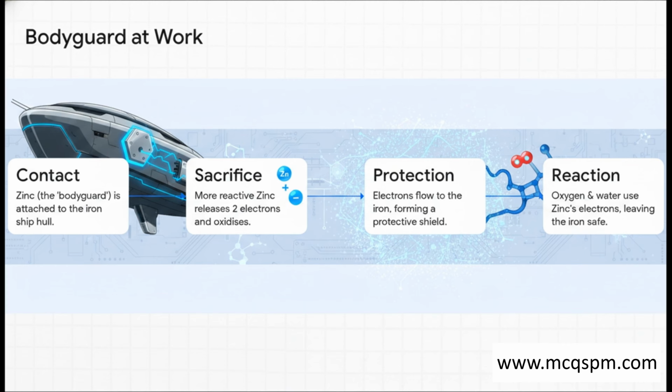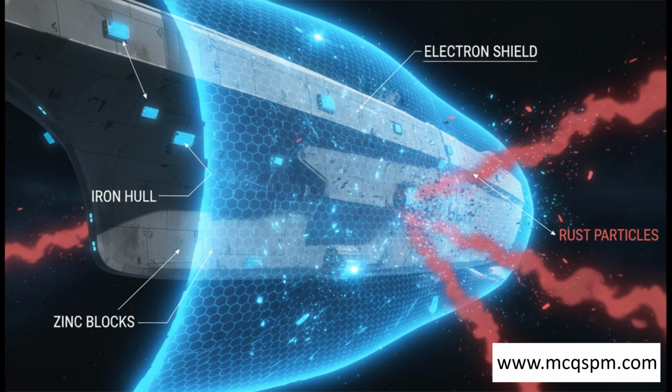You see, those electrons then flow over to the iron, right where the oxygen and water are waiting. The oxygen and water then react with the zinc's electrons, leaving the iron completely safe and untouched. Imagine it like this. That zinc block is pushing a protective energy shield made of electrons all over the iron hull. And as long as that shield is active, those nasty rust particles just can't form on the iron. That is exactly what is happening on a chemical level. The zinc slowly corrodes away, but the ship's hull remains perfectly safe.